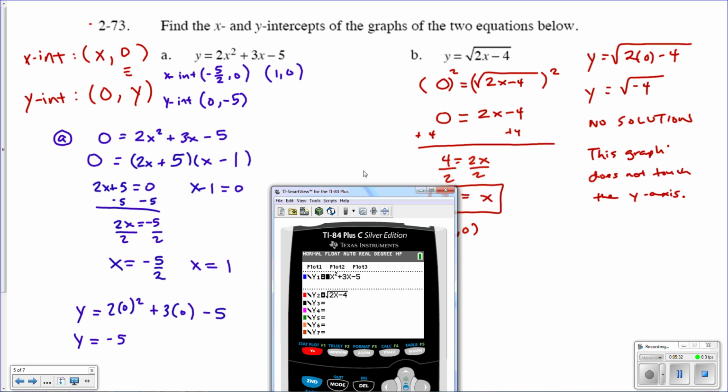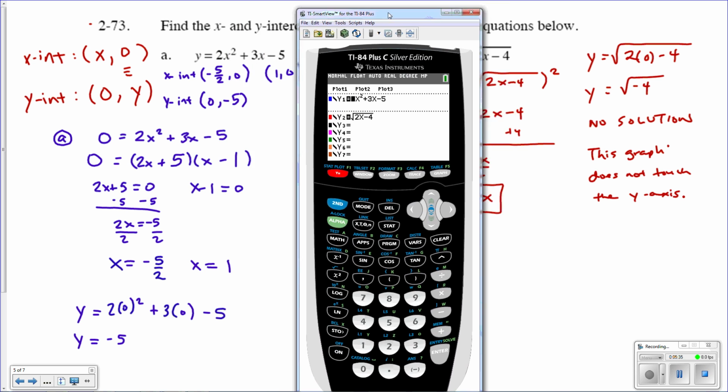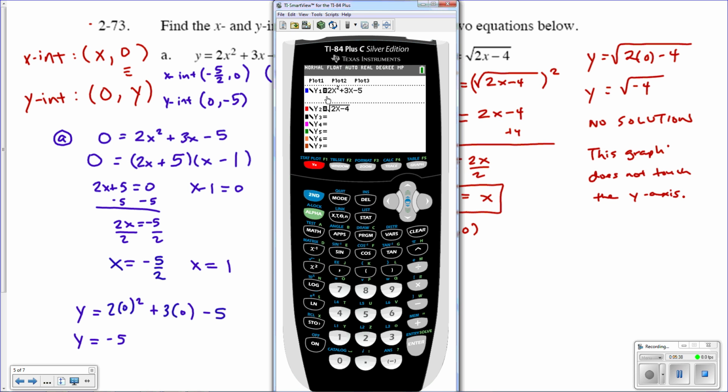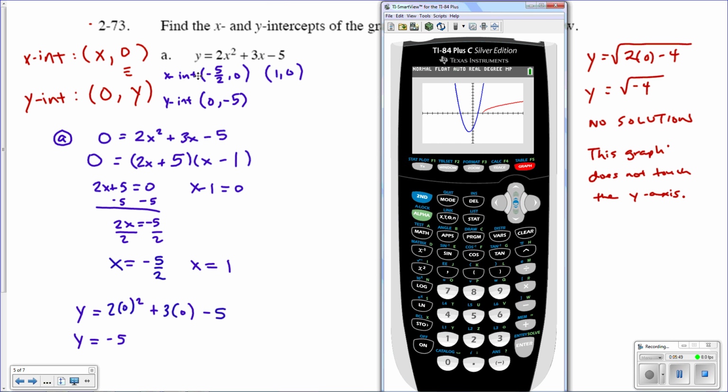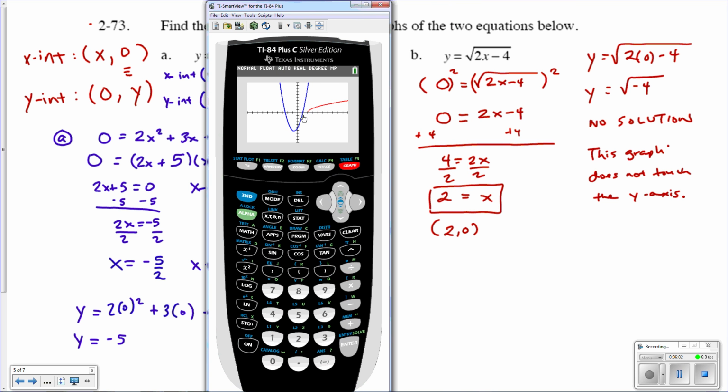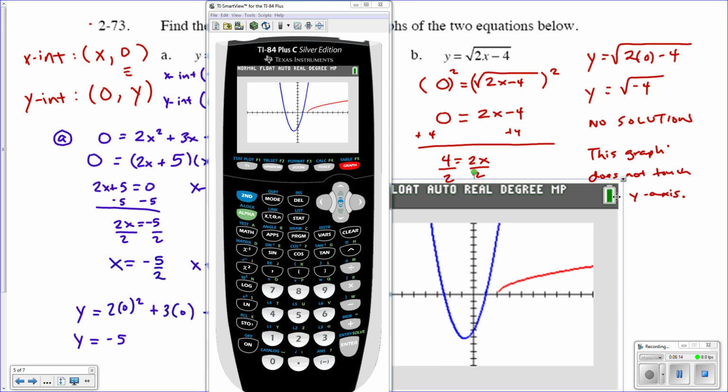So let's bring up our calculator here just so you can see what these two graphs will look like. If I take it here, you see I already have them typed in. And I'm just going to go ahead and go to graph. And you're going to see here is our parabola with our x-intercepts at negative 5 halves, which is like negative 2.5, and positive 1. The y-intercept at negative 5, that looks great. For our red one here, the graph does not touch the y-axis, which is obvious. And then it touches our x-axis right here at 2, 0. Let's actually take that, we can pull that out here so we can see it.